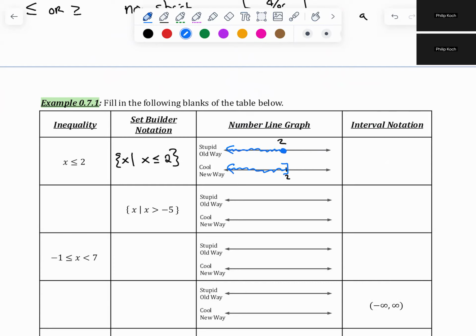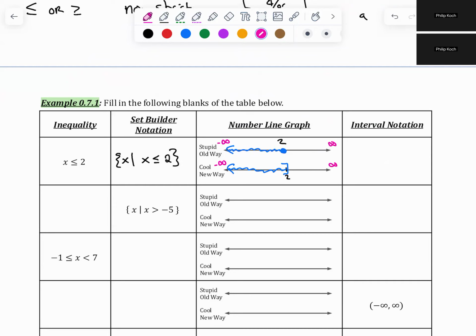I like the super cool new way. I like that way because what you'll notice is that if you write it this way, interval notation is immediate. That's the cool thing. So remember, I'm going to write this time: this is negative infinity, this is positive infinity. I'm typically going to not write that though.